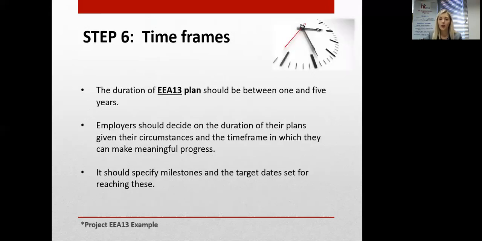Step 6 is your time frames. The duration of the plan can be anything from 1 to 5 years. Okay, remember it is a 12-month process. They should be decided on what their succession plan ahead is. Do they plan on growing the company? Are there promotions in place? Does it correspond with your BEE planning for your points and the training involved as well?